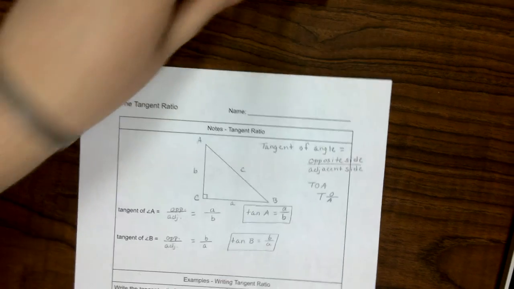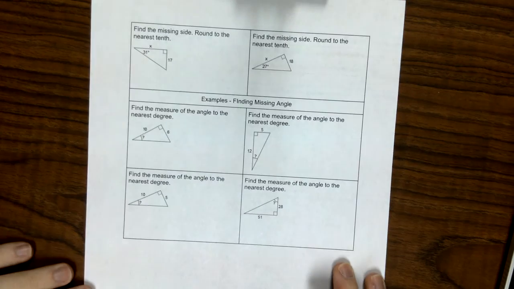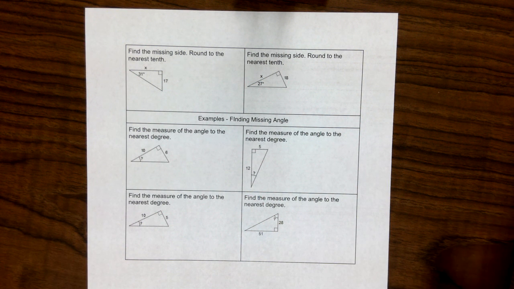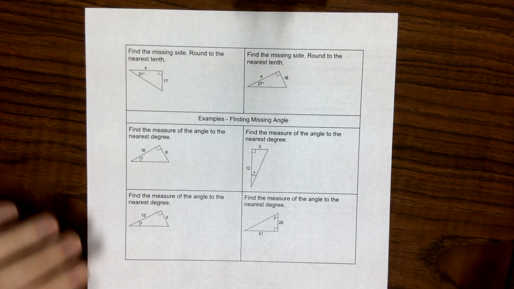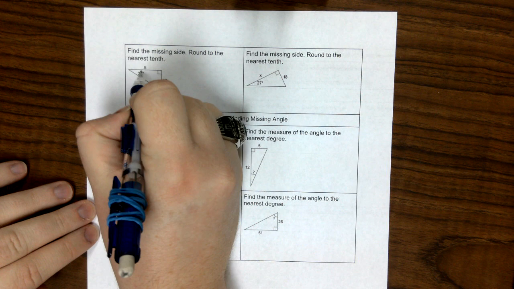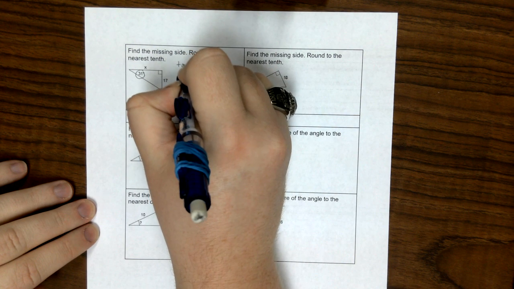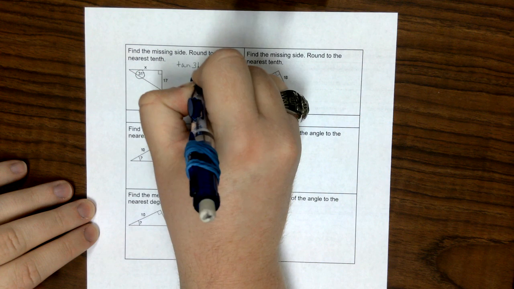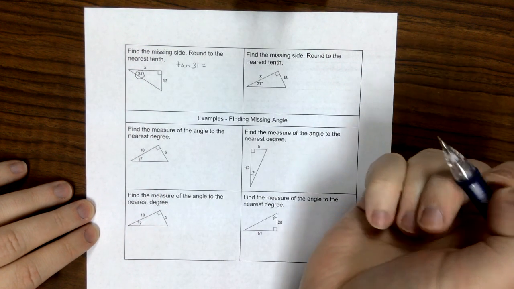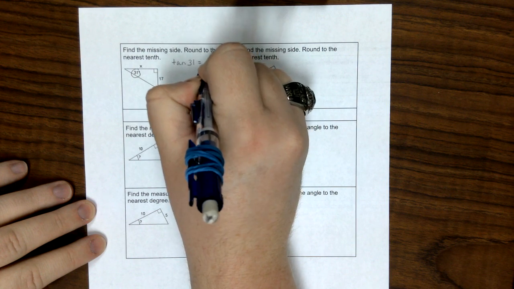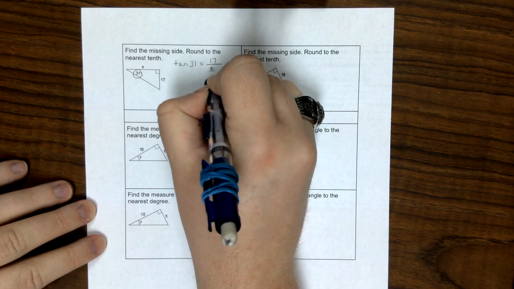Okay, now let's look at another kind of problem about missing sides. So this time, well, okay, never mind. I'm getting ahead of myself. Okay, setup doesn't change. So use the angle that's not 90. So tangent of 31 equals opposite first, so 17 over the adjacent X.